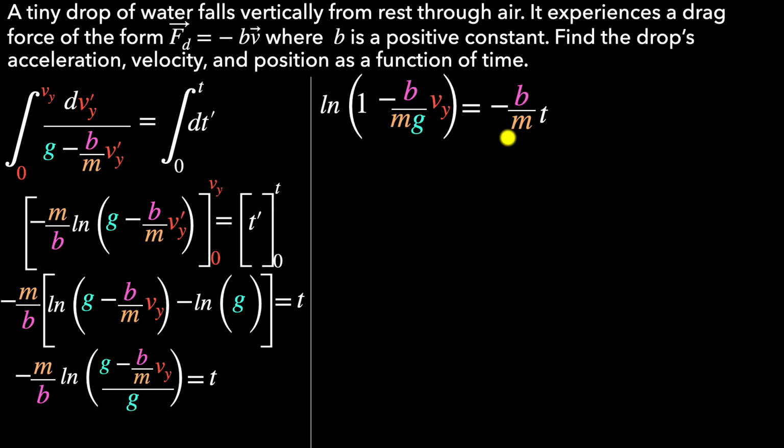So wait, are we done over here? No, because our goal is to find the expression for velocity. How do we free it from inside the logarithms? Well, we can exponentiate on both sides. Remember, e to the power natural log of something equals that something.